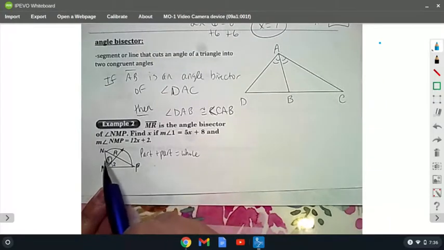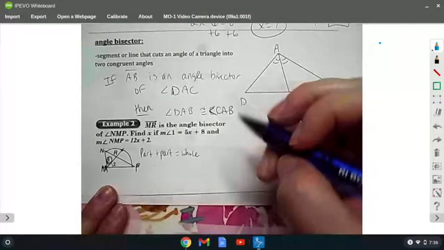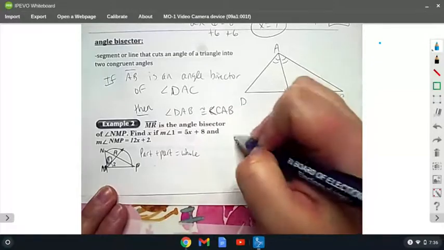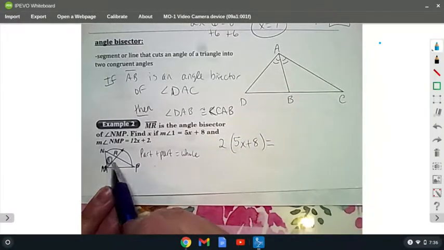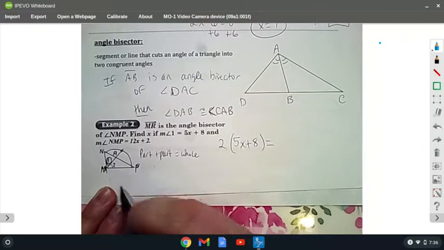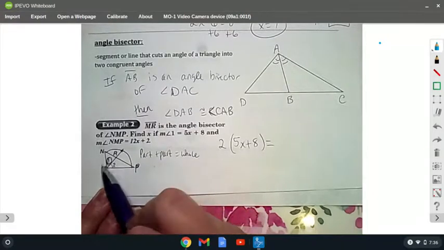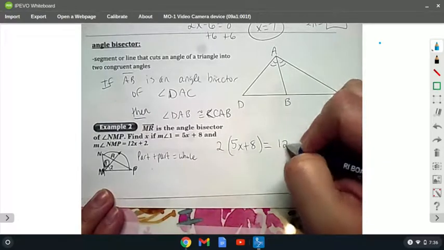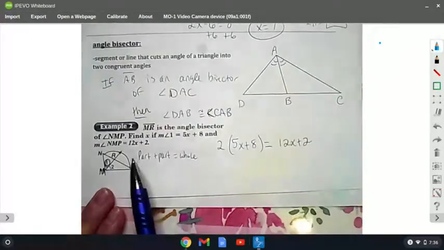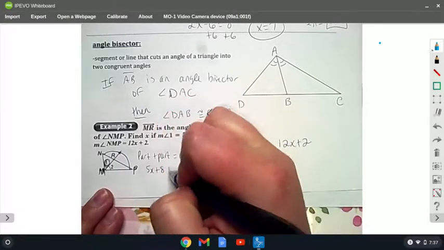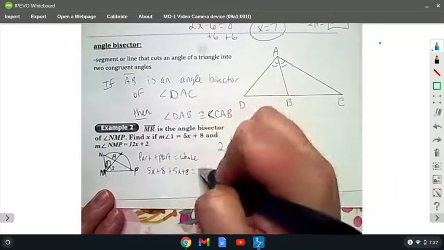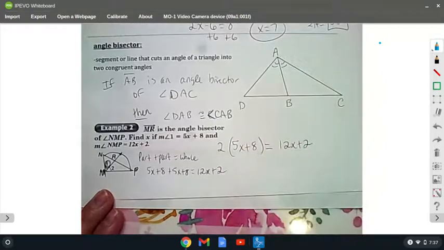Well, in this case, we know that angles 1 and 2 are the same. So I can write down angle 1, and I can just multiply it by 2, because they should both be equal. They should both be 5x plus 8. And then we can set it equal to the whole thing, 12x plus 2. If you would rather think of it as addition, you could also write it as 5x plus 8 plus 5x plus 8 equals the whole thing.